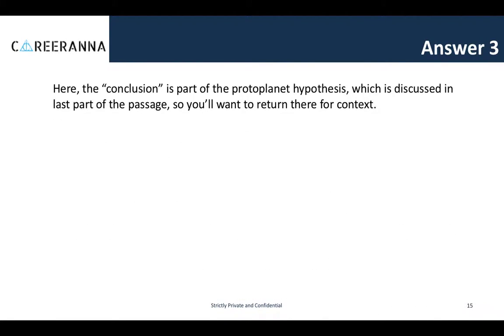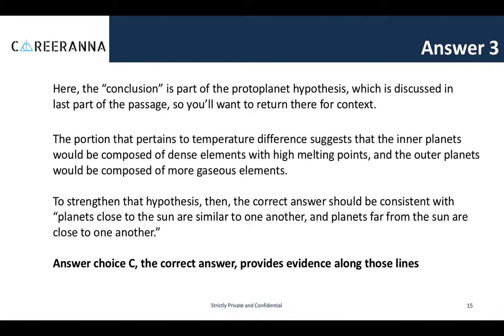Now see, the protoplanet hypothesis is where the conclusion of the given passage lies, and this particular hypothesis was discussed in the last part of the passage, so you may have read the last part of the passage in case you went back to read it. Now, if you read, you would understand that the portion that pertains to the temperature difference suggests that the inner planets would be composed of dense elements with high melting points and the outer planets of gaseous elements.